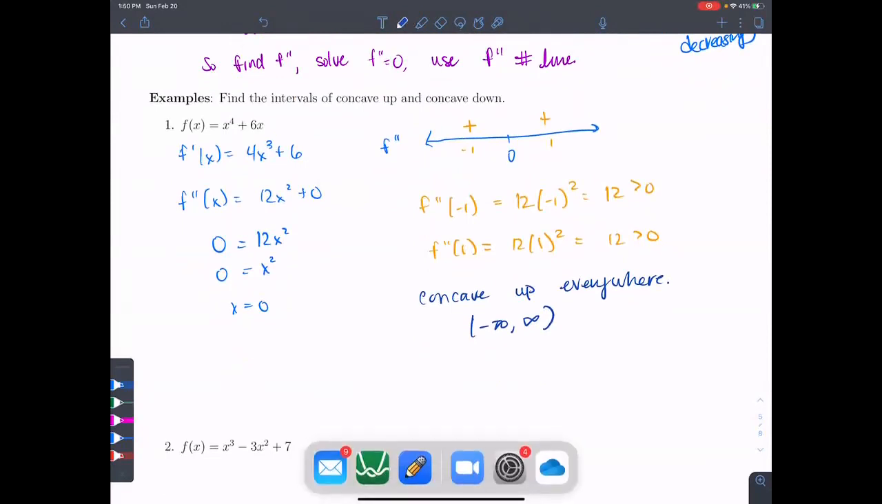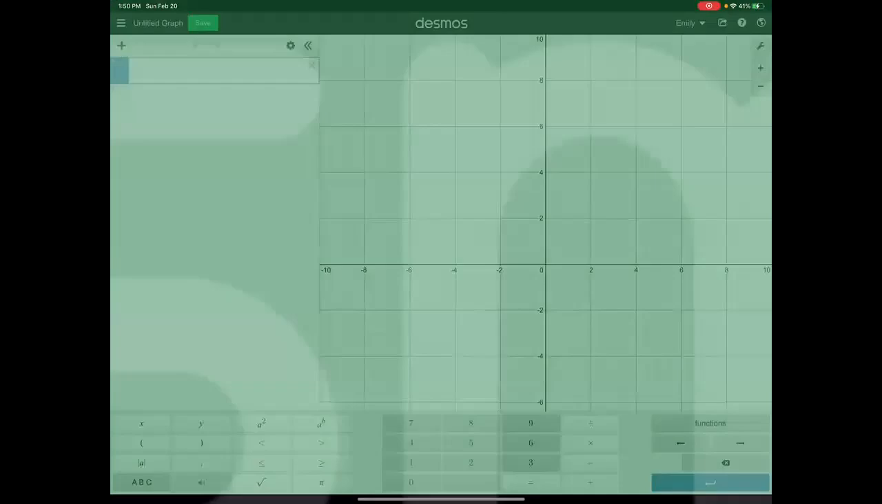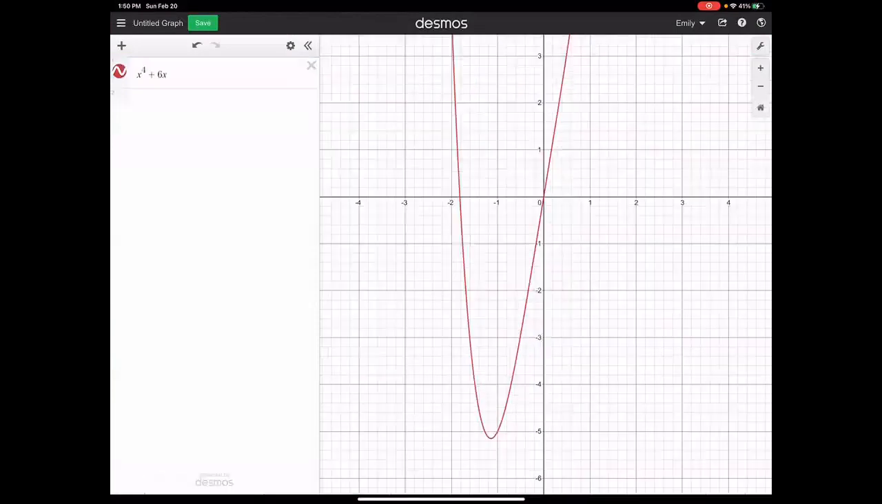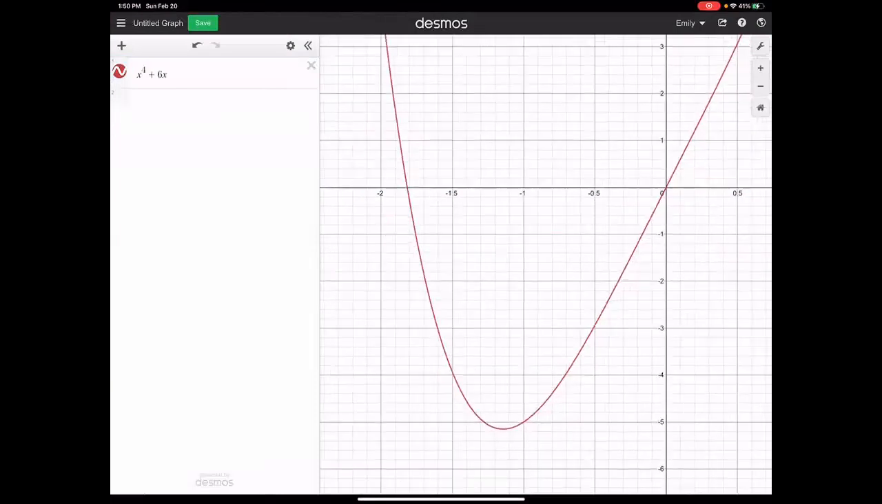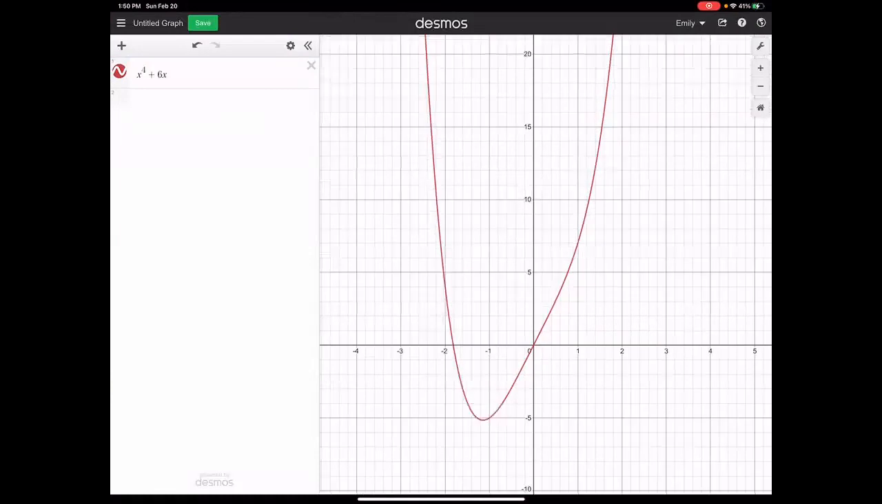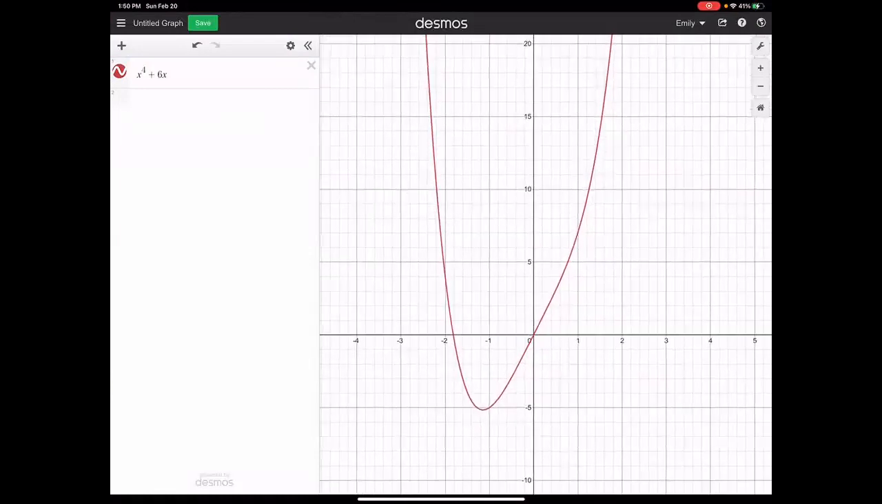Let's look at what that looks like in Desmos. x to the 4th plus 6x. Yeah, just looks like a parabola. It's x to the 4th, so it could have a bunch of other, like an additional hump, which would happen maybe in this region around 1, but this one doesn't have one. So that's good. Concave up everywhere.